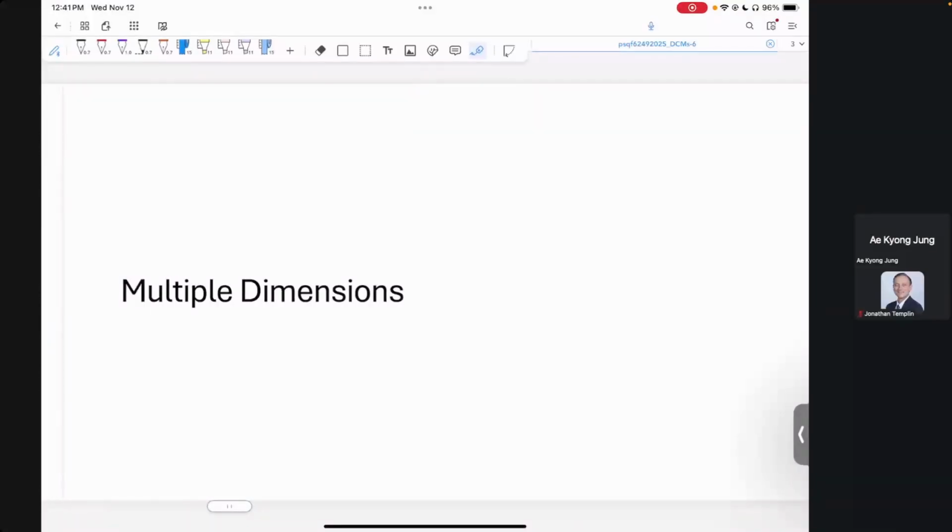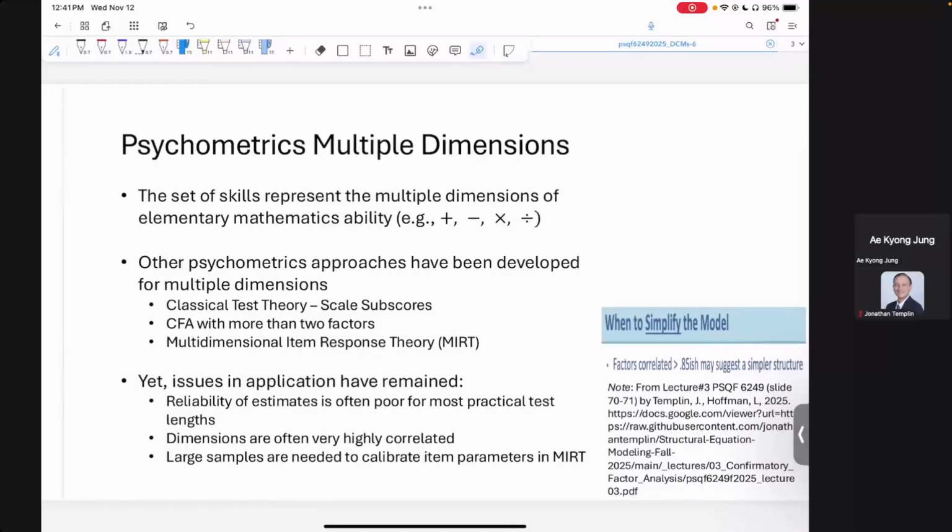Let's see the multiple dimension type. The set of skills, or set of competencies, or set of latent traits, those are all the same terminology, representing the multiple dimensions of elementary mathematics ability. In the math test, we want to diagnose, oh, you have mastered addition and subtraction, but you have not mastered multiplication and division, so you need to study more about this part. We don't want to just say you have mastered math or you have not mastered math. We want to give detailed information, detailed feedback to them.